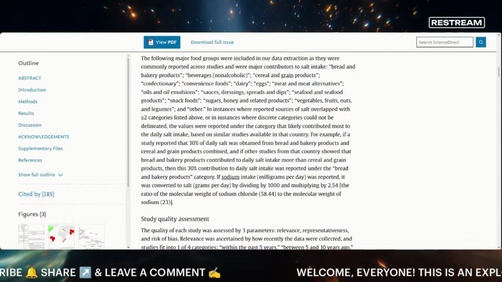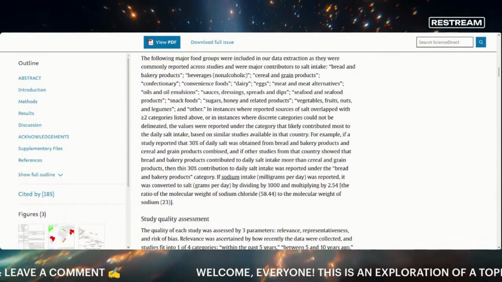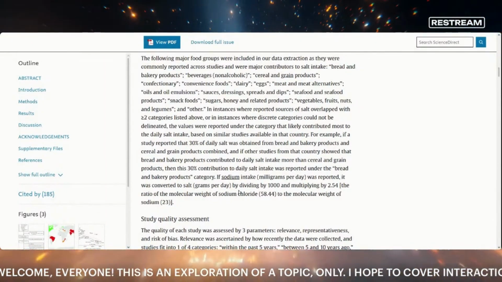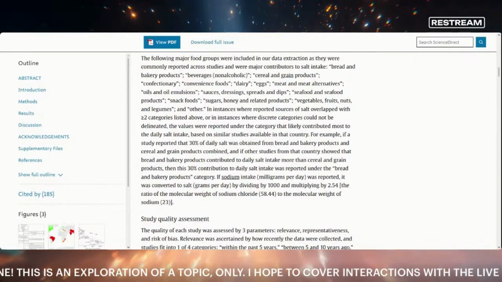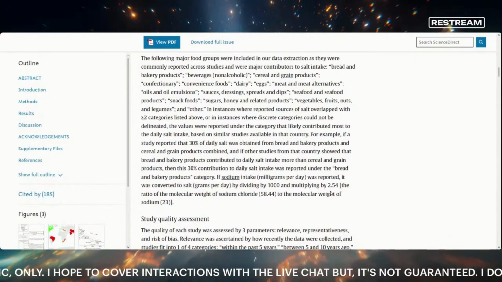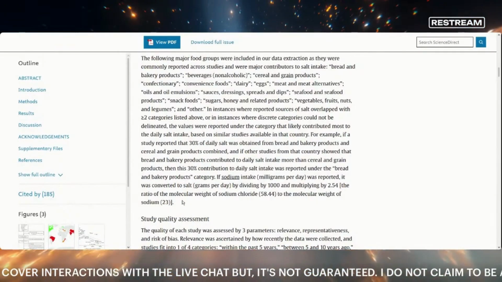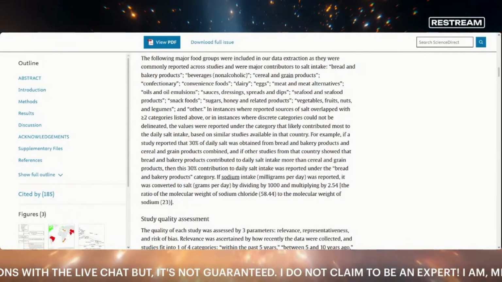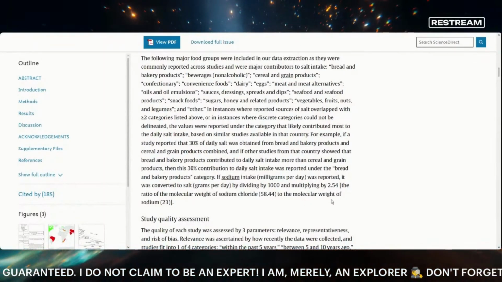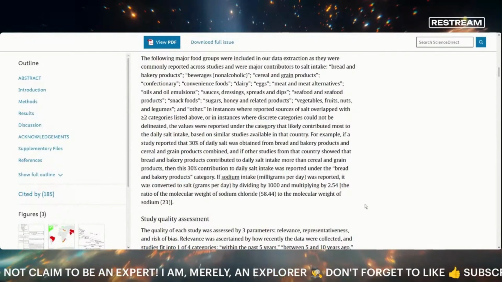If sodium intake, milligrams per day, was reported, it was converted to salt grams per day by dividing by 1,000 and multiplying by 2.54, the ratio of the molecular weight of sodium chloride, 58.44, to the molecular weight of sodium, 23.